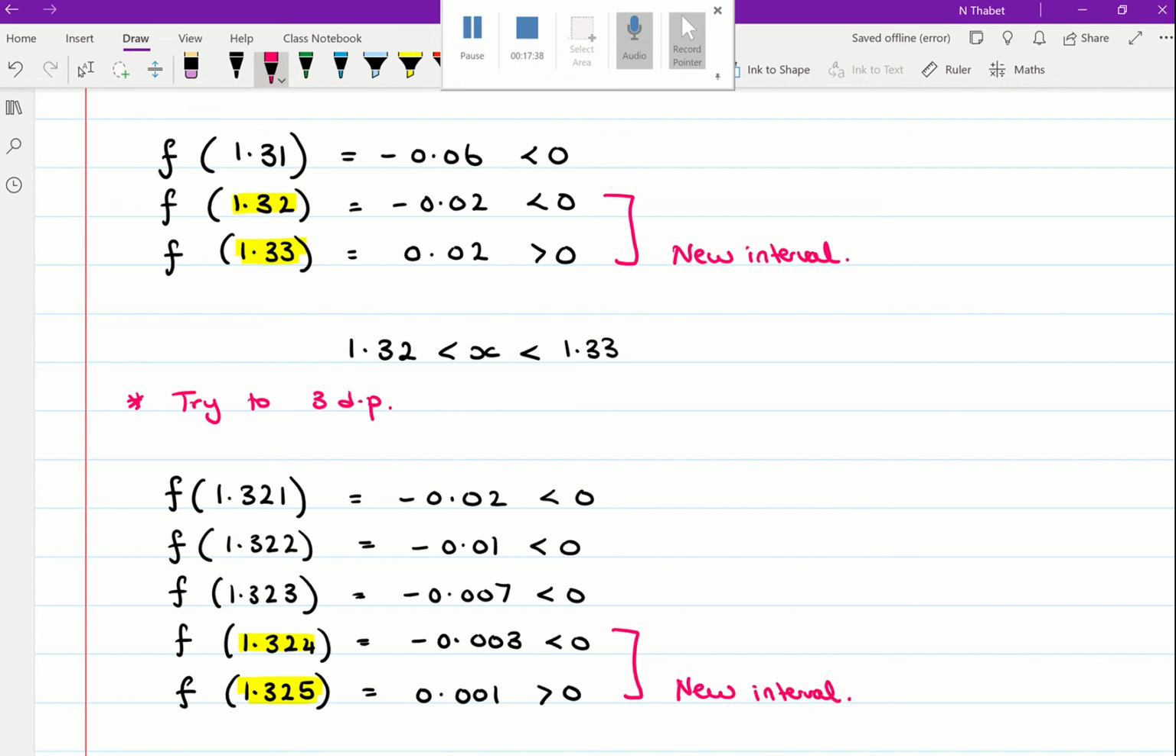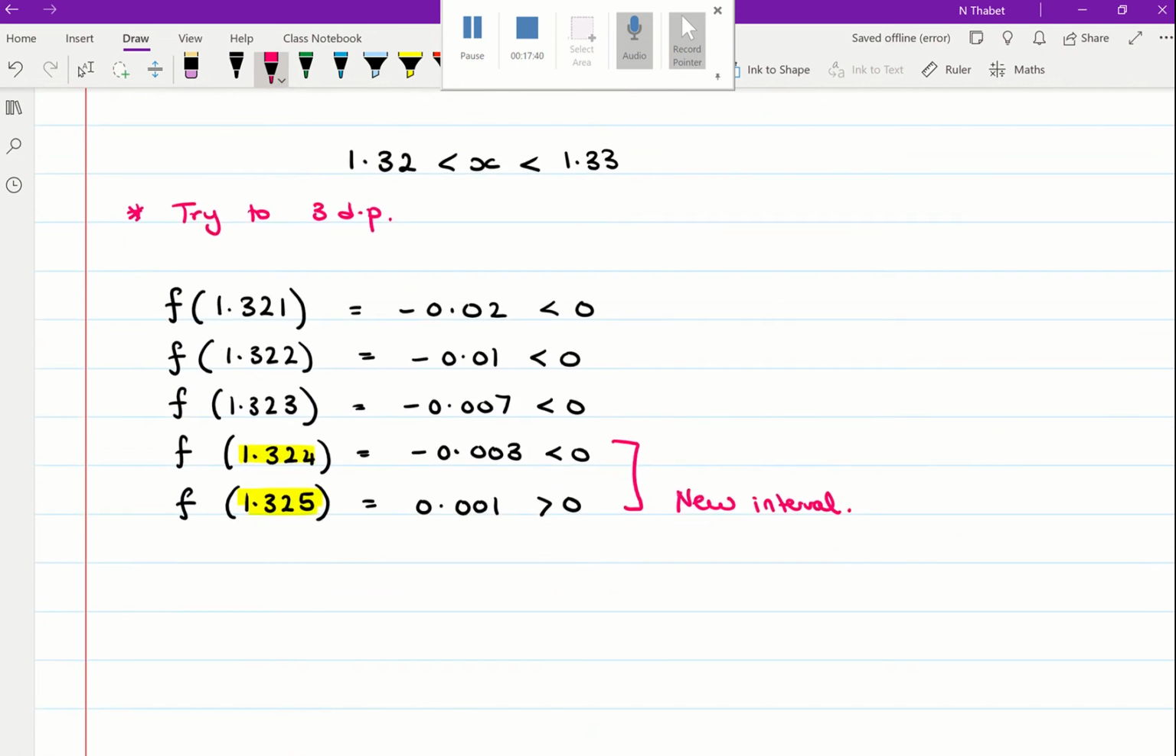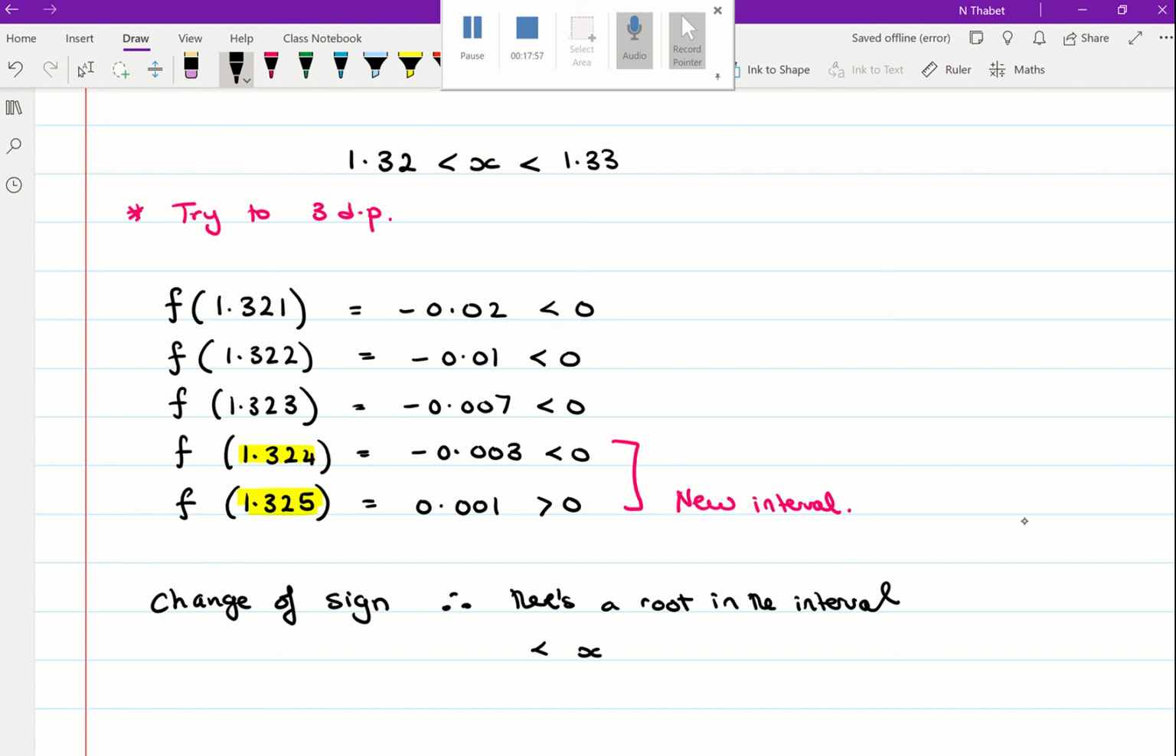so I'm zoning in on the root. So change of sign. Therefore, there's a root in the interval. x is bigger than 1.324 and smaller than 1.325.